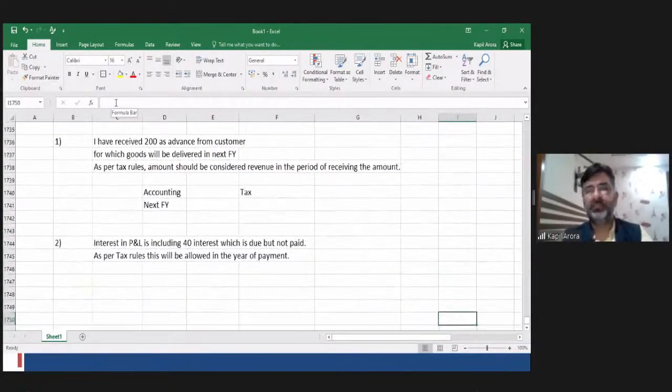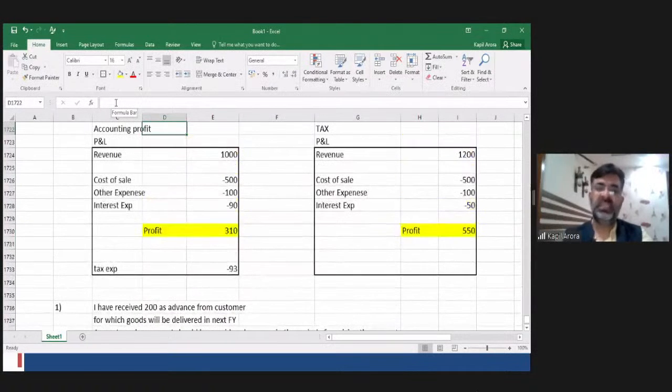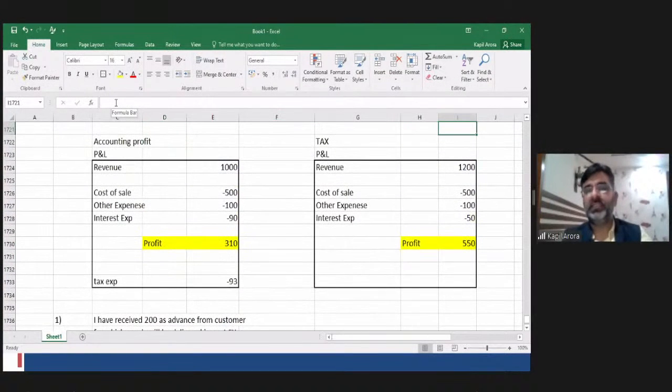The reason being that the 40, which is accrued but not paid, will be allowed for tax purposes when the payment is made. Right? That is how we find out the difference between the accounting profit and the tax profit.